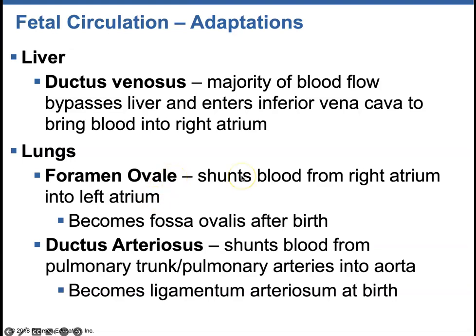Obviously this will be more pre-hospital stuff that you're learning, so it's not like you're going to be in the NICU taking care of all of this. But these are three adaptations that you do need to know: ductus venosus, foramen ovale, and ductus arteriosus. Also remember that the umbilical vein is what carries oxygen-rich blood to the baby, and the umbilical arteries are what take the blood away. And that is the end.